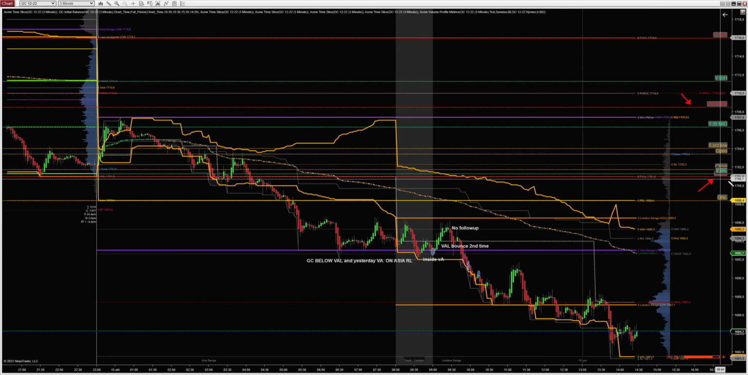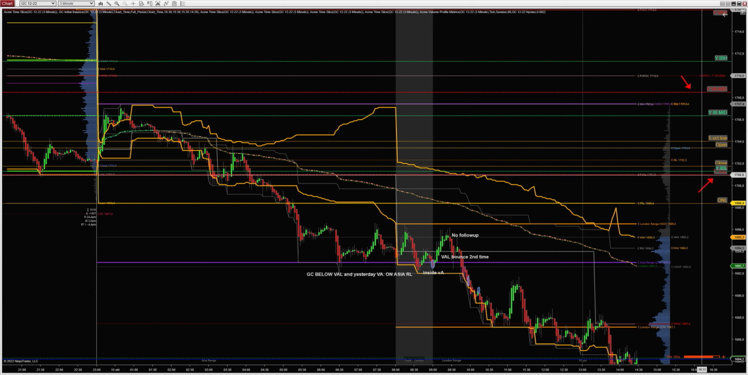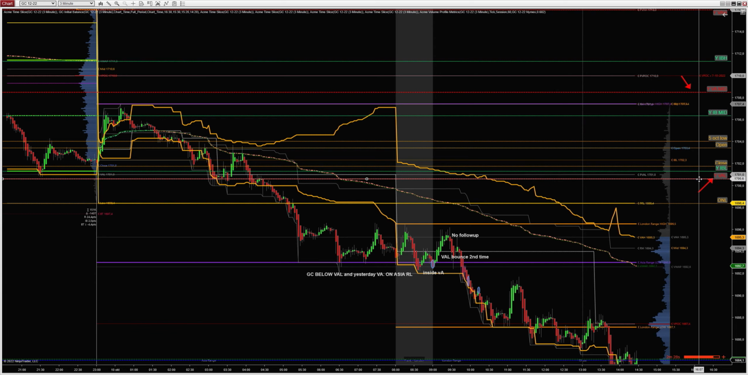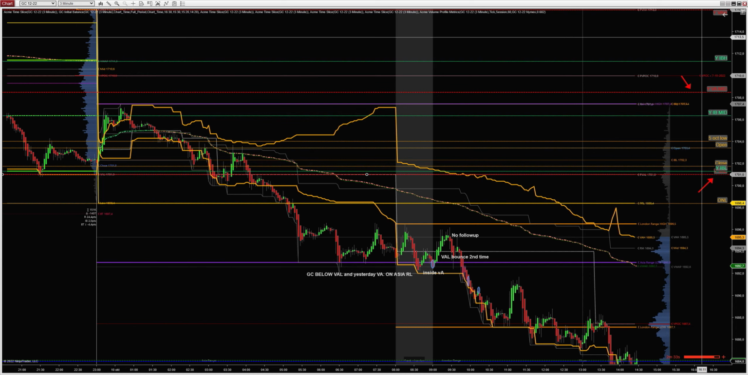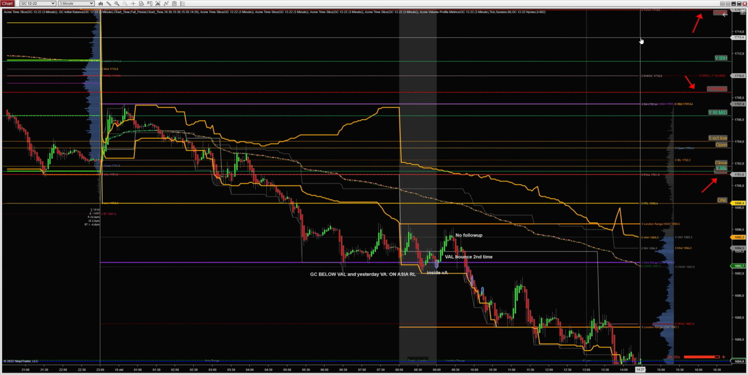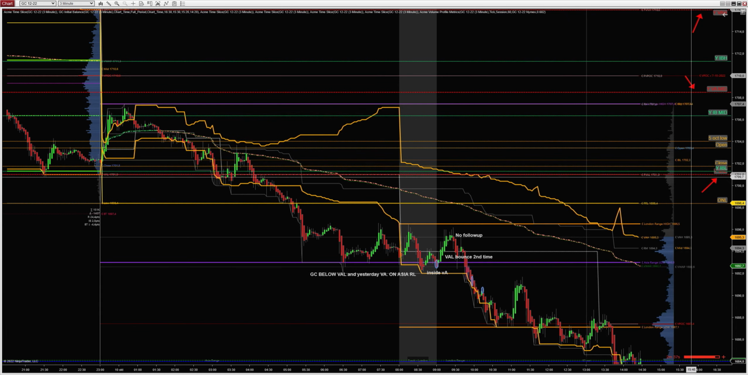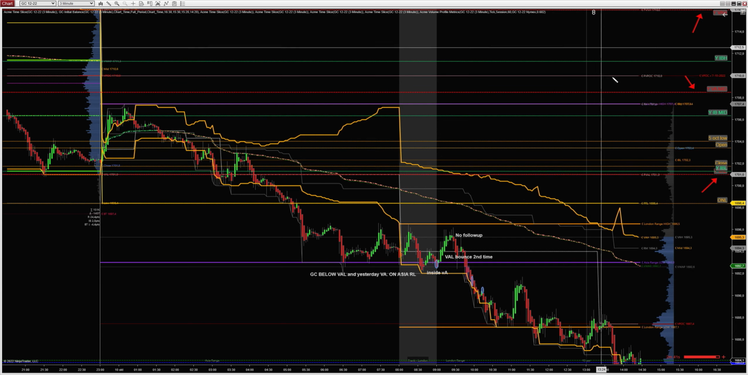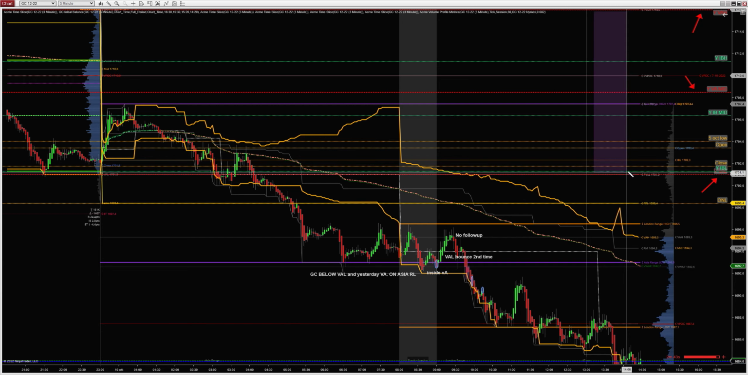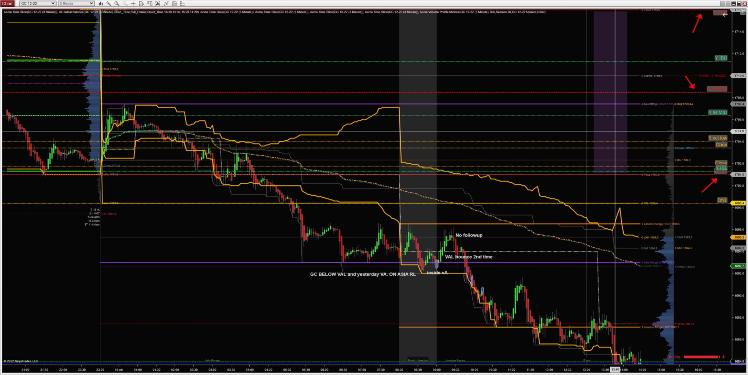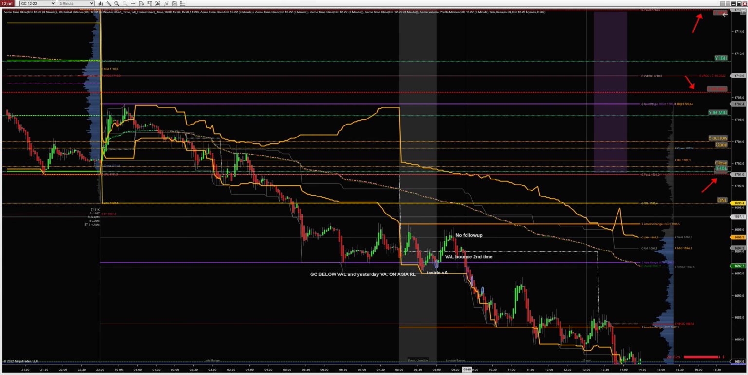Value area low, this one here of yesterday. This is based on the profile from yesterday. Value area high of yesterday. So this area, let me mark it. This area is your value area from yesterday. I want to know where price is based on this area, and I want to know where price is based on current value.